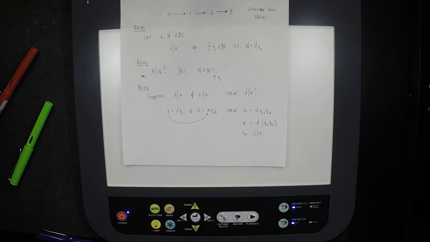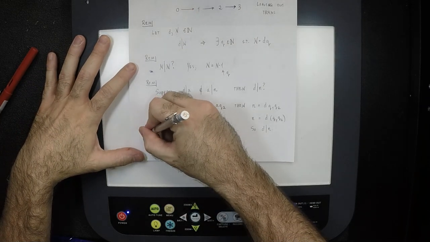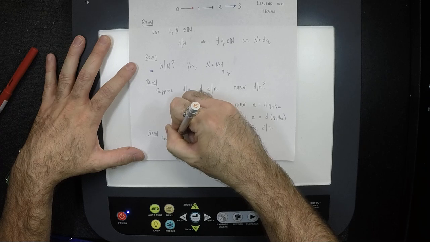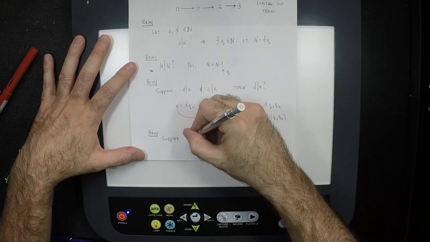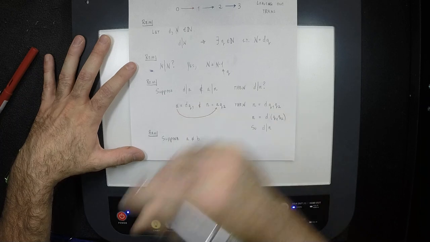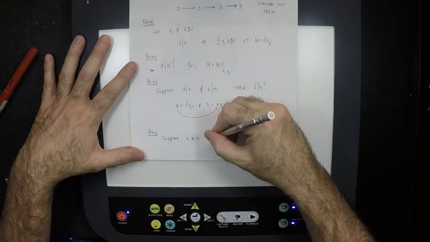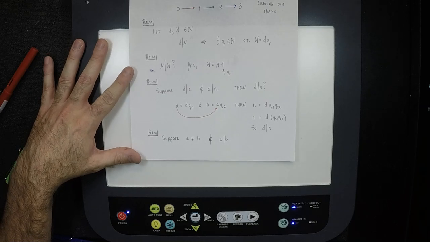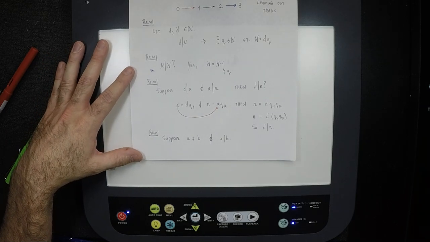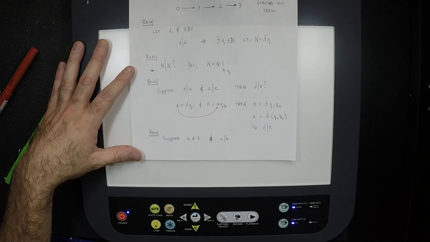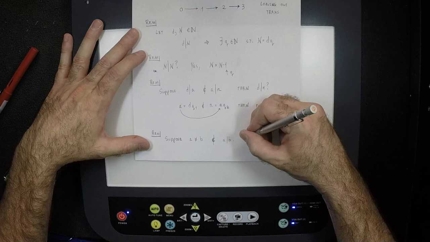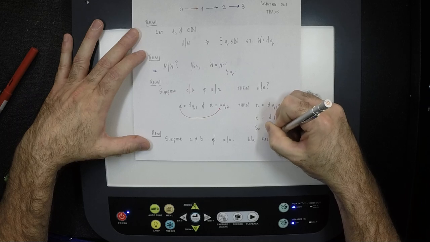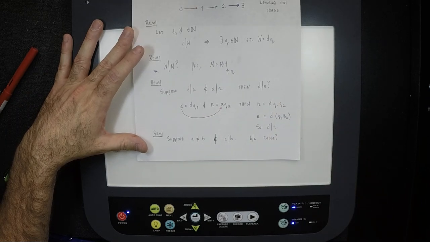What was the next one? Anti-symmetry. Okay. So suppose that we have two integers that are not the same. And it is known that A divides B. Suppose that this is true. What do we want to be true in consequence? Not B divides A. Right. So suppose that this is true. Is it true that B divides A is false? Is that true? Yes.